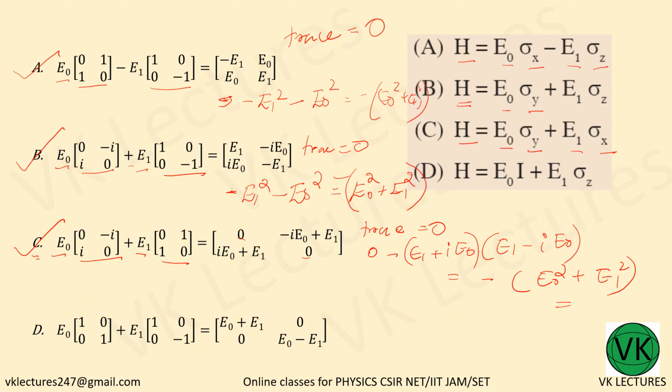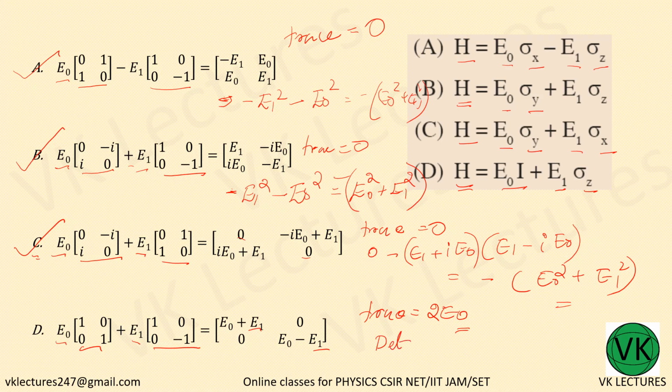Now check option D, which is H equal to E0 times I, the identity matrix, plus E1 times sigma z. This is what you are going to get. Here the trace: E1 and minus E1 get cancelled and E0 will remain, so 2 times E0. And what about the determinant?